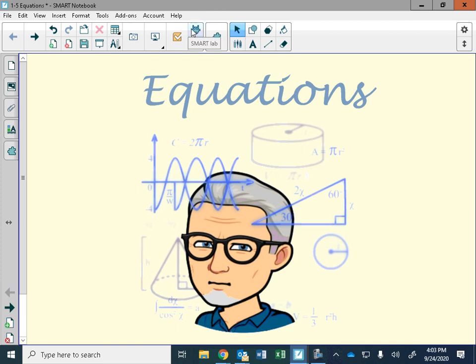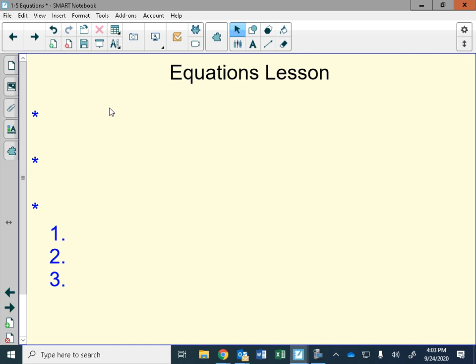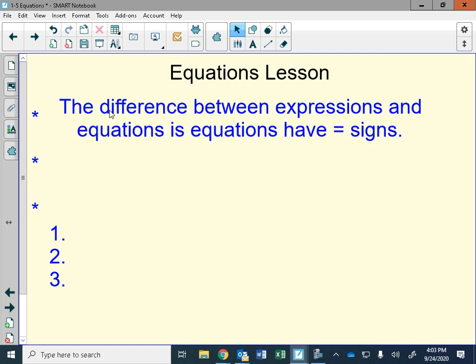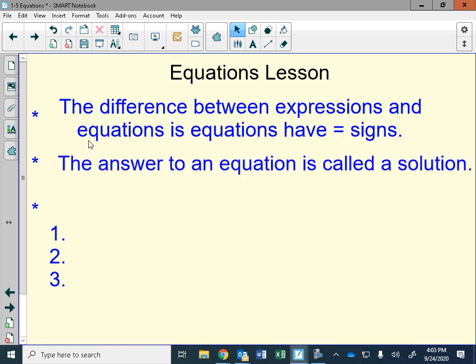Today I'd like to talk a little bit about equations. One thing you need to remember about equations is that the difference between expressions that we've been working with and equations is that equations have equal signs. The answer to an equation is called a solution.